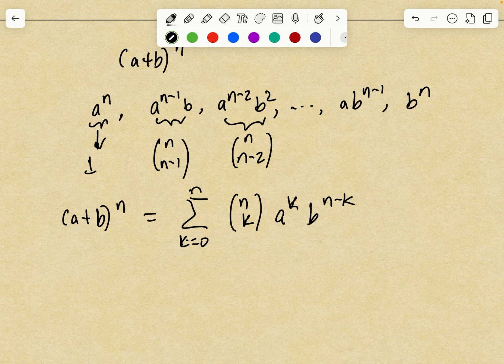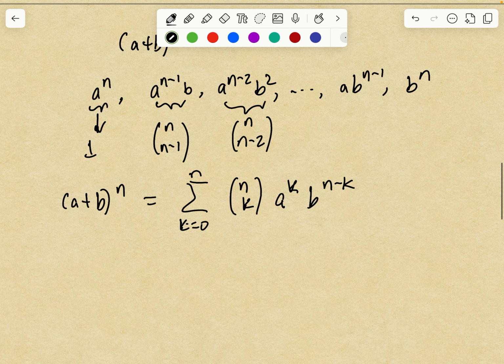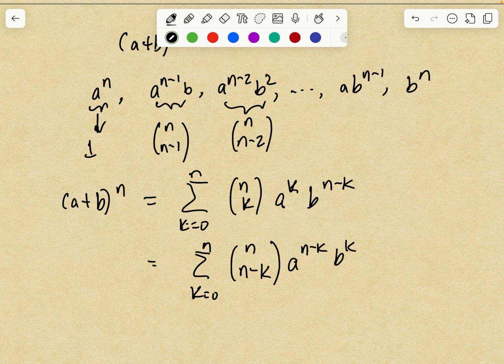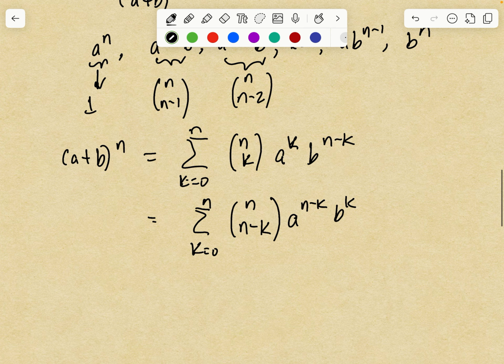Okay, so here I wrote it in a slightly different way, the terms in the sum are going from B to the n to A to the n, right? But you can also rewrite this as the sum of n choose n minus k from k equals 0 to n of A to the n minus k, B to the k. This second way would match the way where you start with A to the n and go to B to the n. But anyway, it's the same thing. It's this sum. So this is just a parenthetical remark that these two are the same.